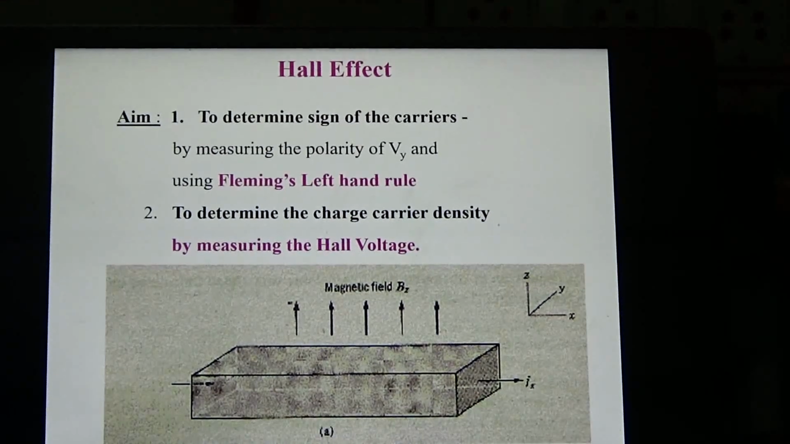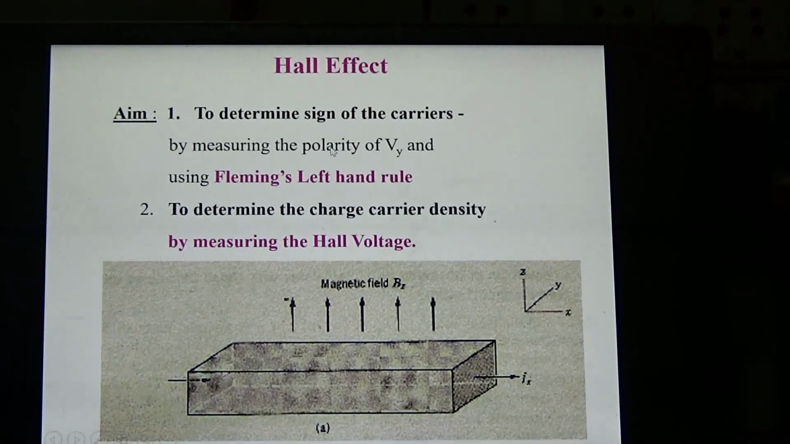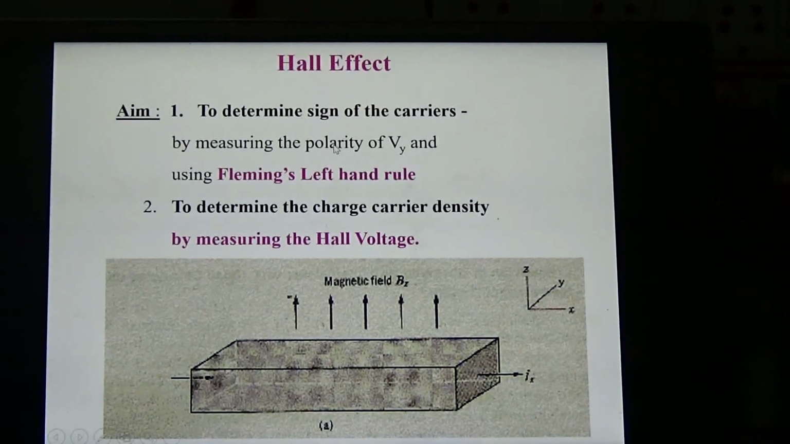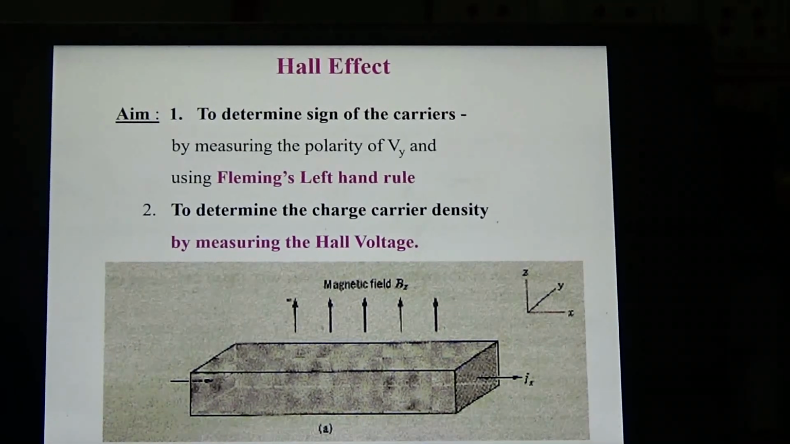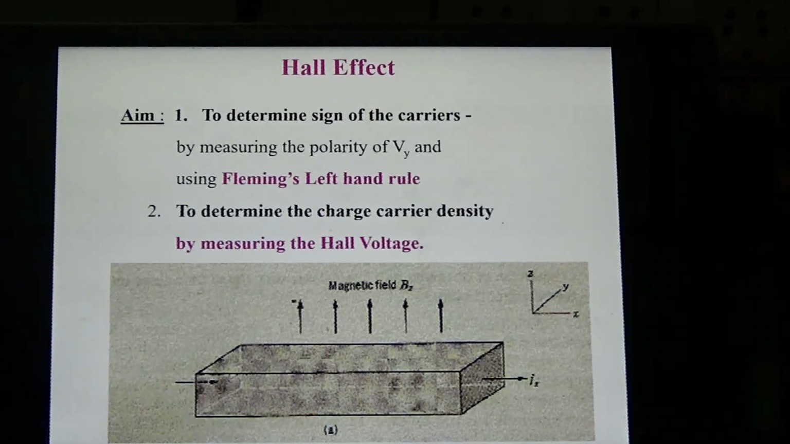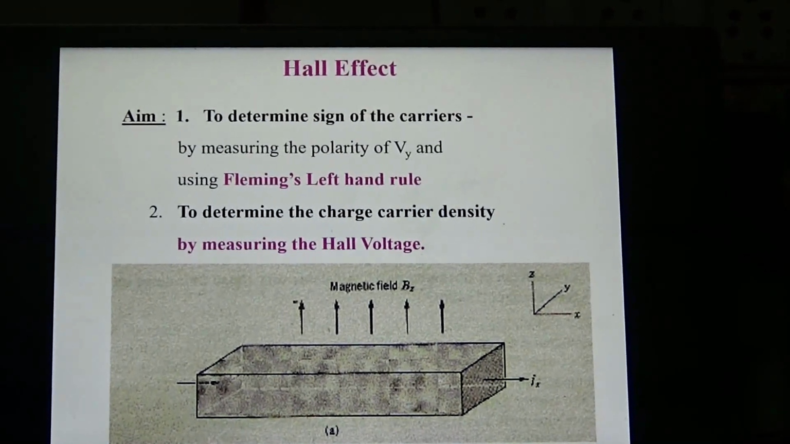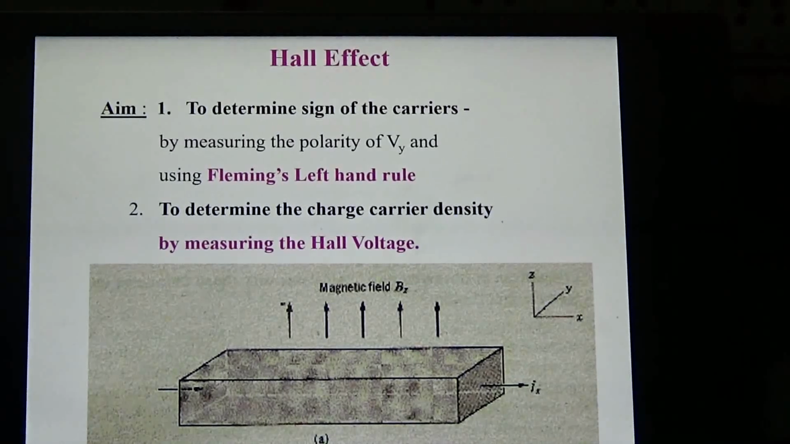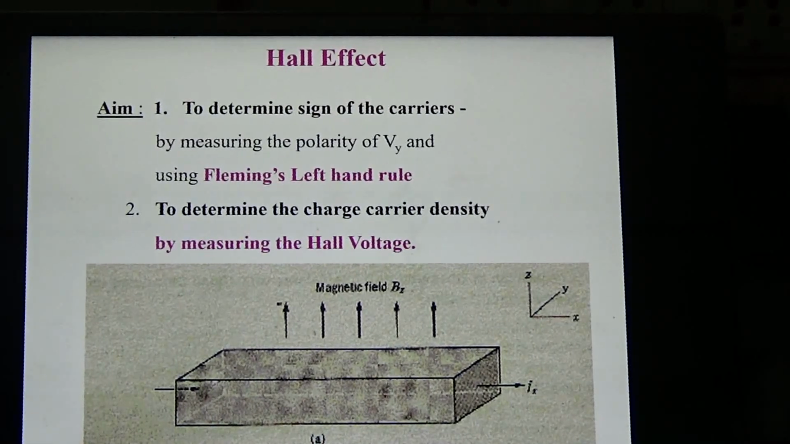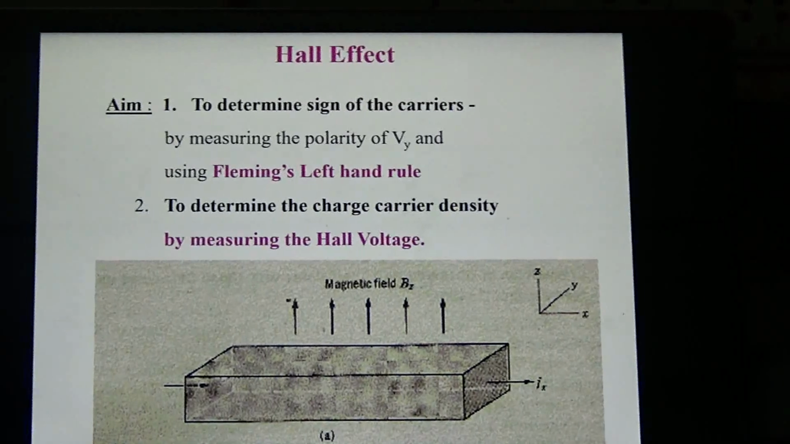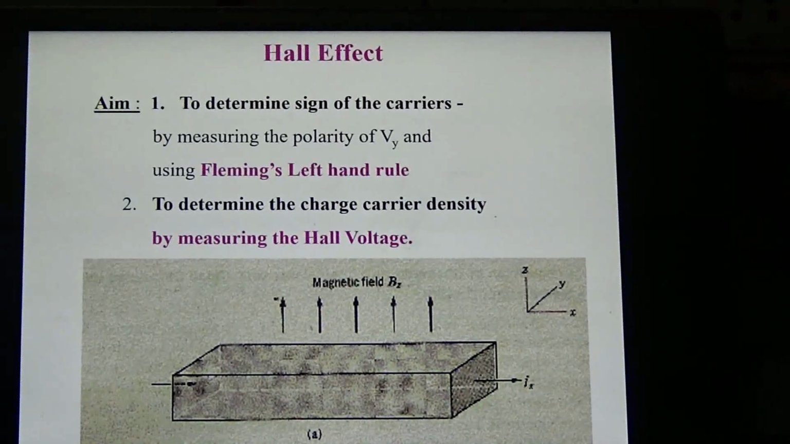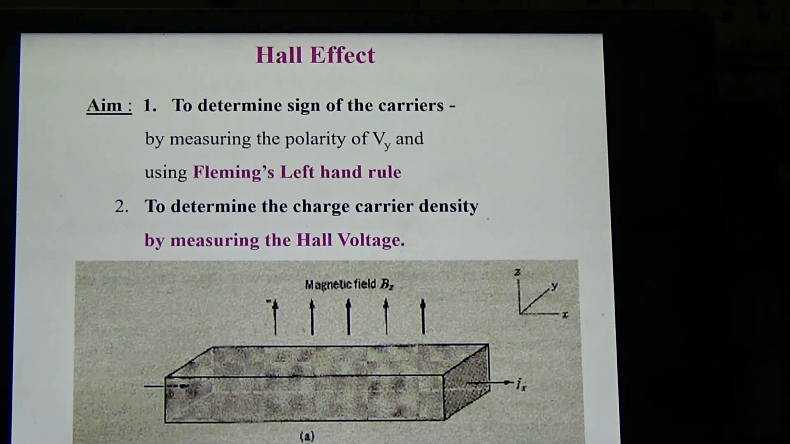Dear students, today we are going to discuss the Hall effect experiment. You know, the Hall effect is an important experiment in semiconductors. This will allow us to determine the sign of charge carriers, whether we have holes or electrons as charge carriers, depending on the polarity of the Hall voltage. And this will also allow us to determine the carrier density.